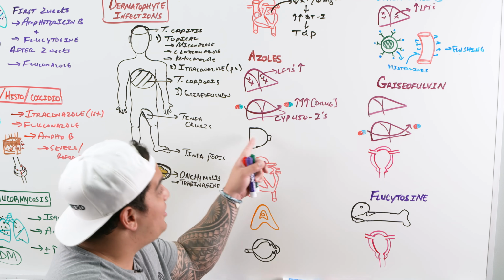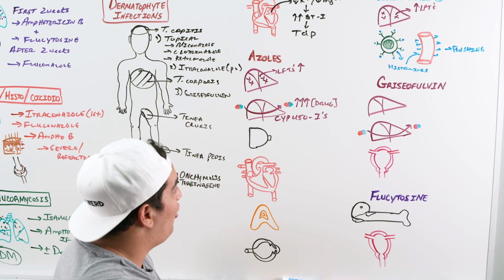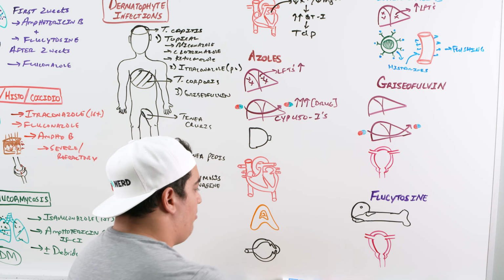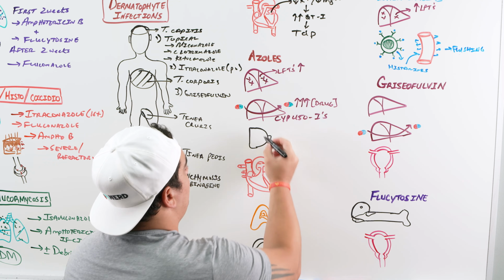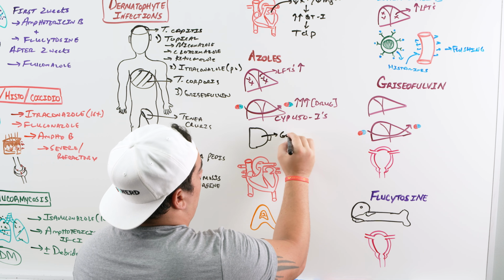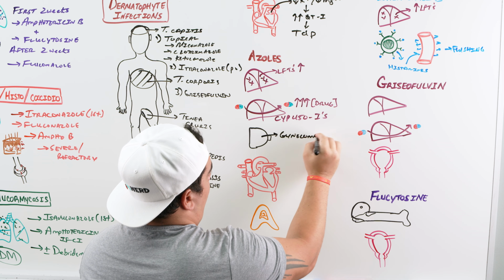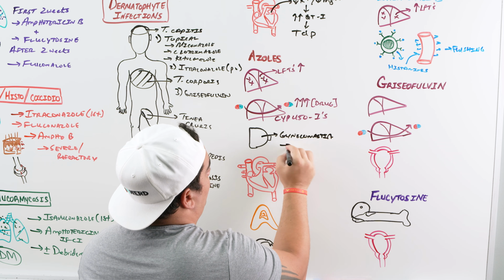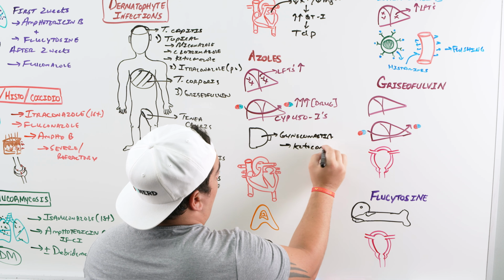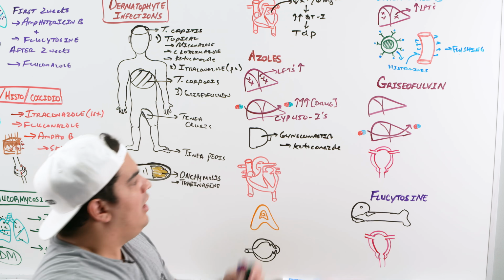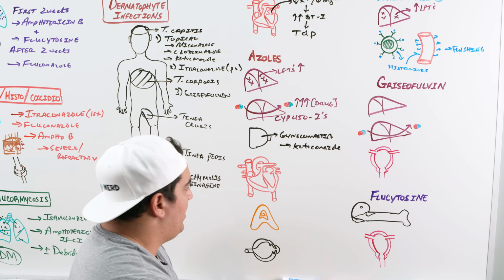The next thing is particularly with ketoconazole, it actually can cause gynecomastia. So particularly ketoconazole, you may see the effect of gynecomastia. This is a little bit more specific to ketoconazole. The other thing is it can actually increase the risk of arrhythmia.